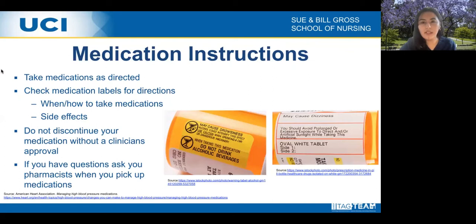Okay, next thing we're going to be talking about is medication instructions. So the most important thing to do is to make sure that you're taking your medication as prescribed. So medication for high blood pressure is typically taken every single day. So you want to make sure that you're never skipping a dose. It also means you have to make sure that you always have pills. So don't run out of your pills. Make sure to get refills on time.